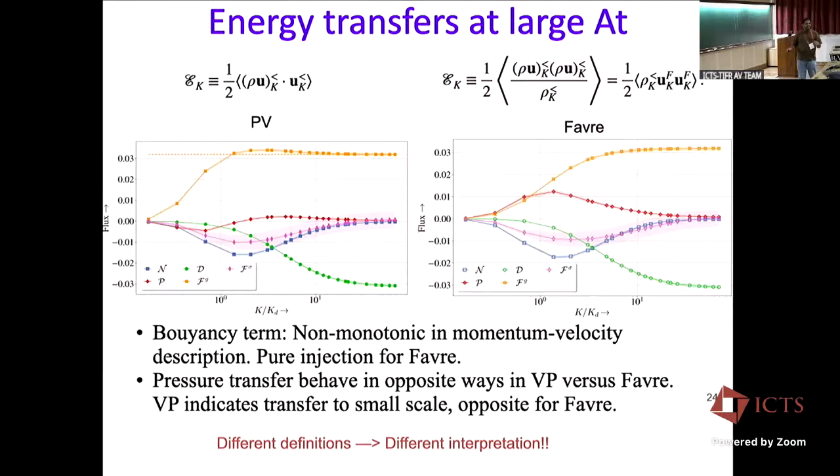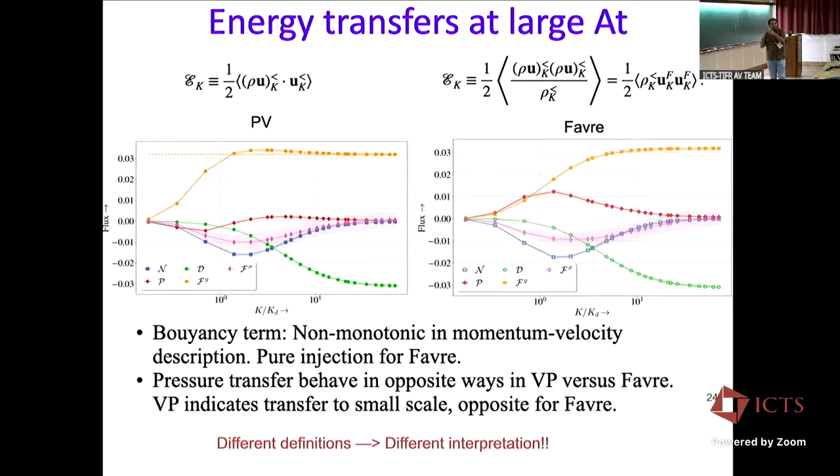The nonlinear term transfers energy downscale as expected, and I already told you how the surface tension behaves. Now that's quite remarkable, because that means that depending upon the choice you would have made, you would have given a completely different physical interpretation of the underlying dynamics, right? We were able to conclude, at least for our system, that the Favre filtered framework is better because it consistently predicts that buoyancy only injects energy at all scales, right?